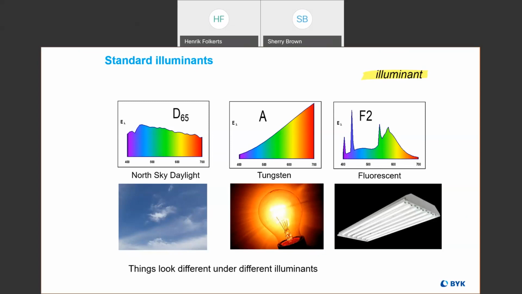And so the whole point of this is that colors are going to look different under different light sources. So if we want to standardize color evaluation, if we want to standardize color measurement, we need to determine which illuminant we're measuring at. We need to be consistent with which illuminant we use so that we can compare data with other people.